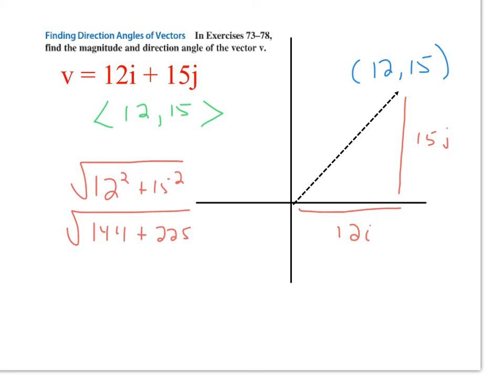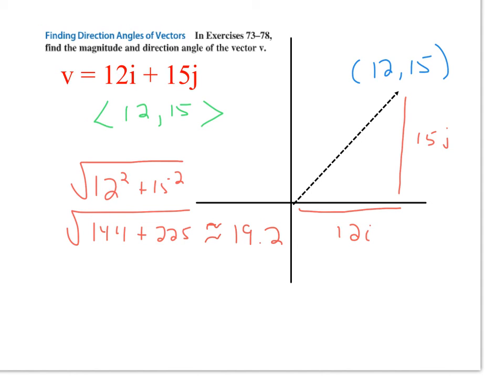Whip out your calcs, folks. My calc out too. I got the square root of 369 is approximately, I'll do it correctly here, approximately 19.2. Okay, the square root of 369.